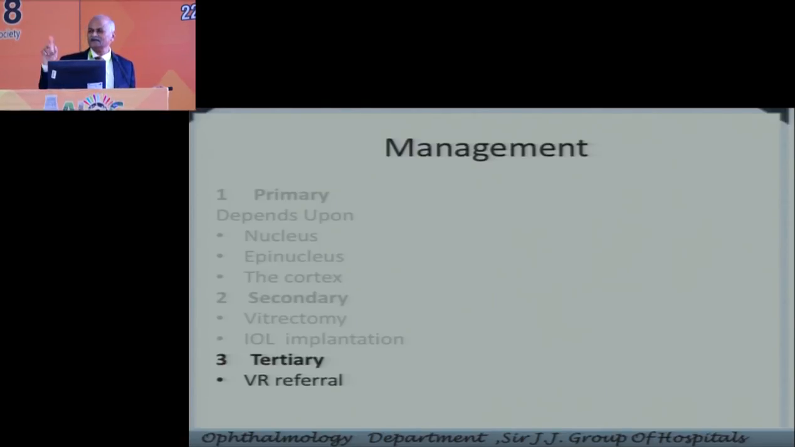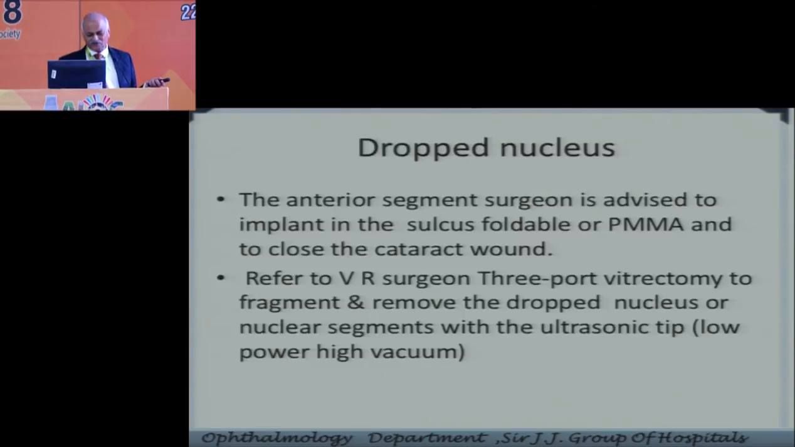Otherwise, if he is not getting a good result, he will blame. He has only made this, he has spoiled the eye, I have tried to save the eye. And lastly, the patients and relatives will not come to us, they will blame us, and they will go to the court of law. Now here you can see the dropped nucleus.